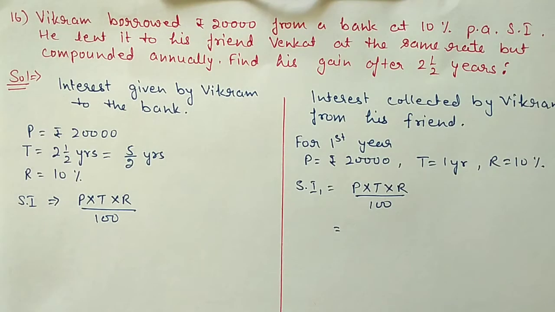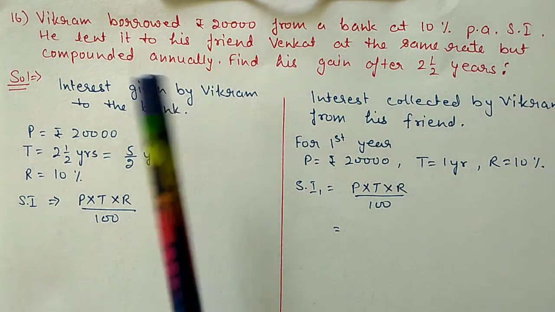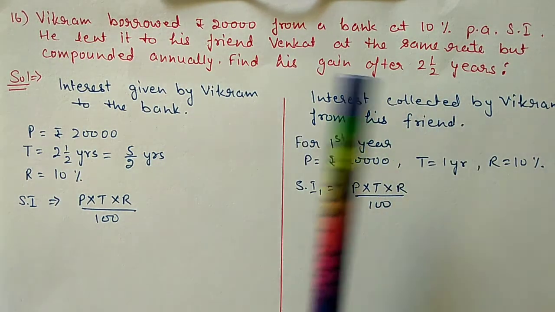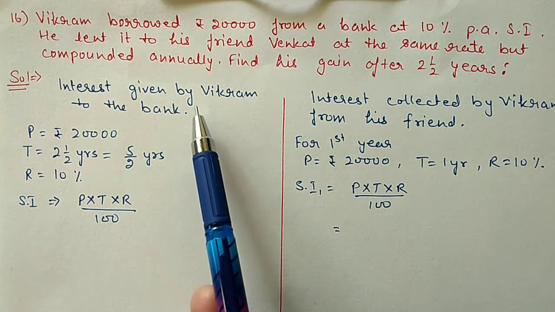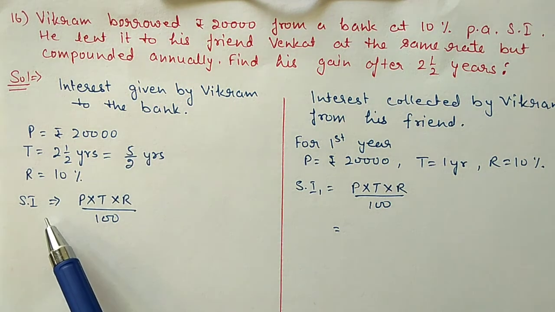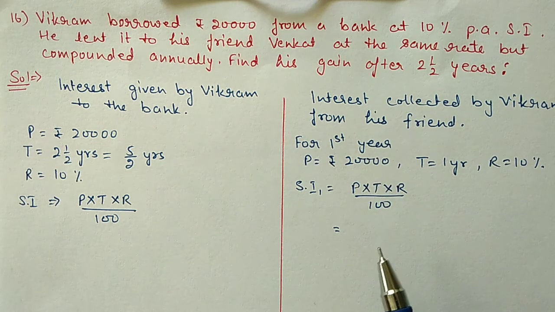Next question number 16. Vikram borrowed 20,000 rupees from a bank at 10% per annum simple interest. He lent it to his friend Venkatesh at the same rate but compounded annually. Find his gain after 2.5 years. So here in this question he borrowed this money from bank at simple interest, but he has given this money to his friend Venkat at compound interest. So first we will calculate interest given by the Vikram to the bank by simple interest, and interest collected by Vikram from his friend according to compound interest.